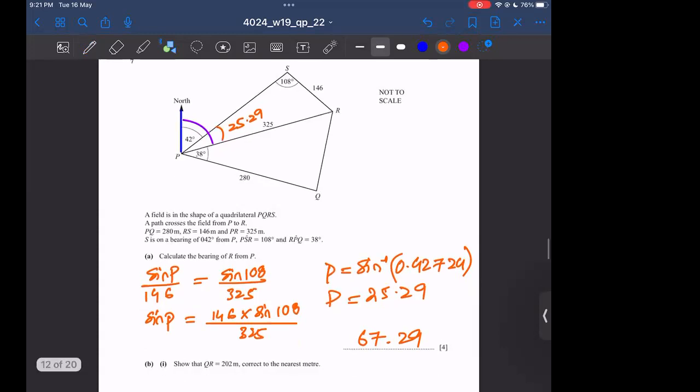Since this is the angle value, I'm going to convert it into one decimal place. 67.3 is going to be the final answer. Now it says QR, show that QR is 202. This QR is 202 meter, correct to the nearest meter. We have to show this value.